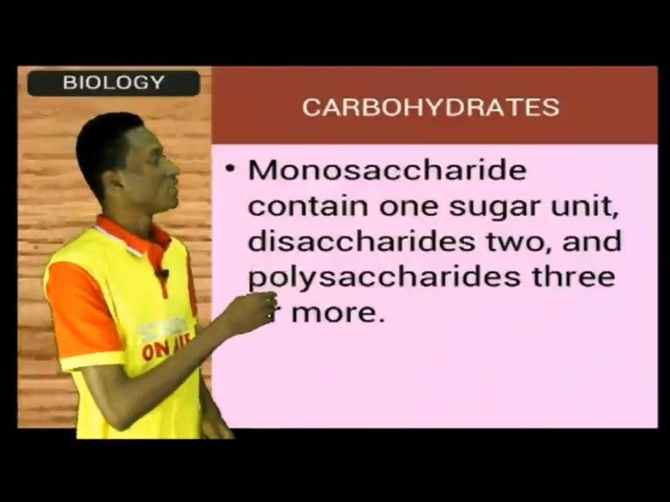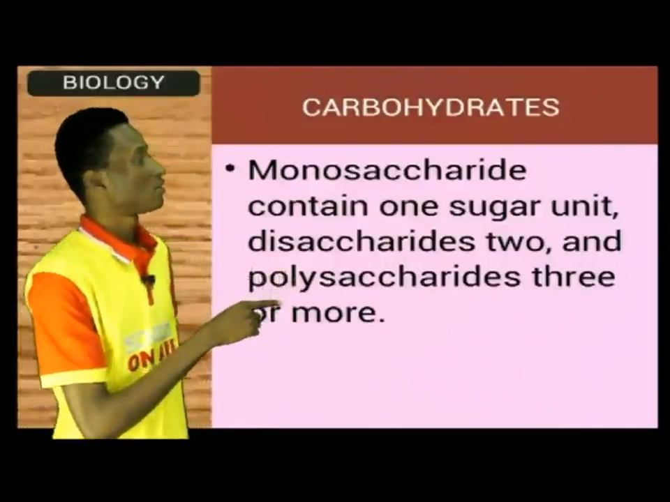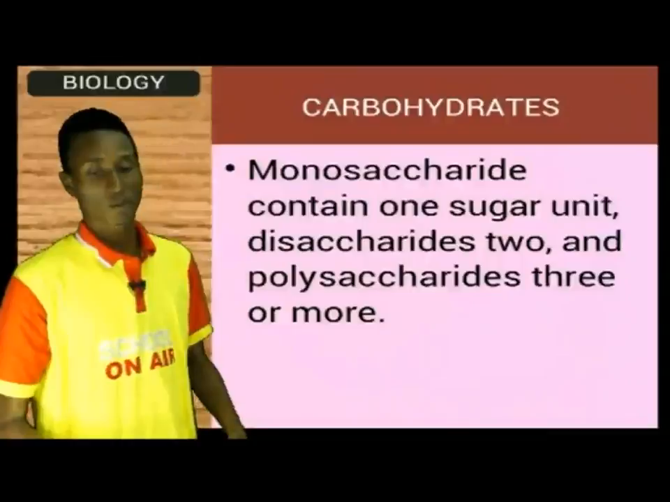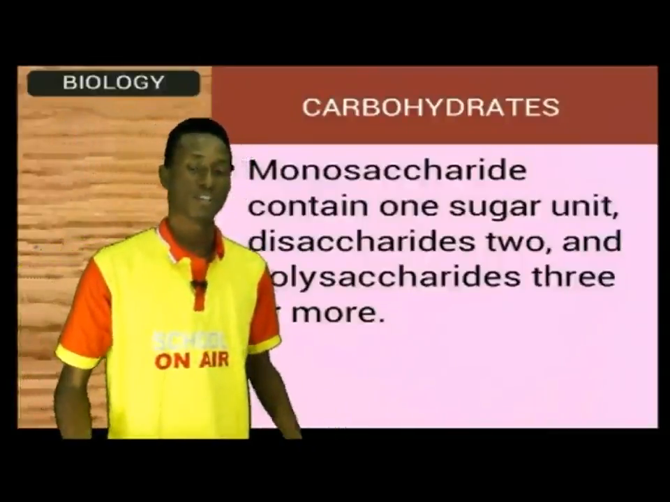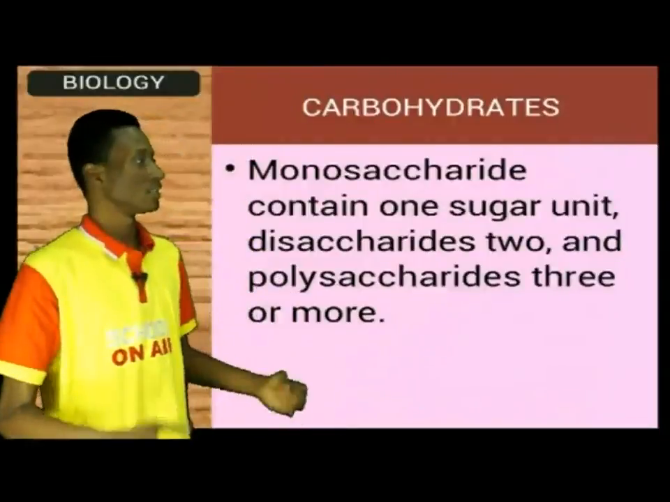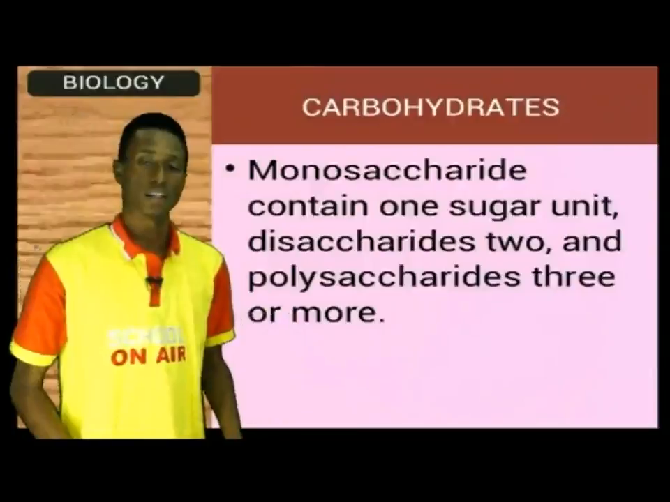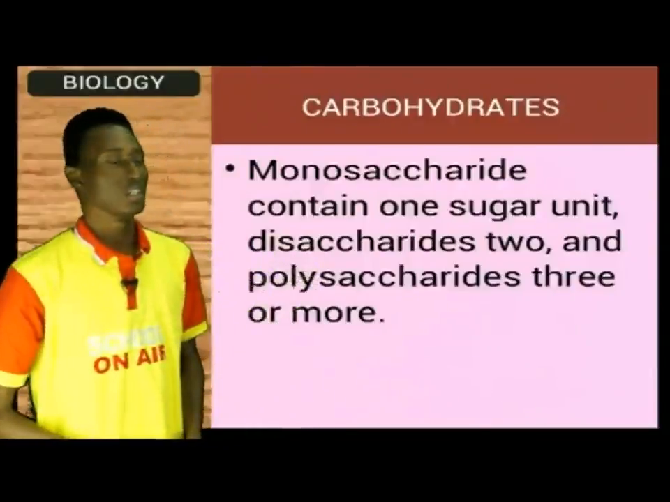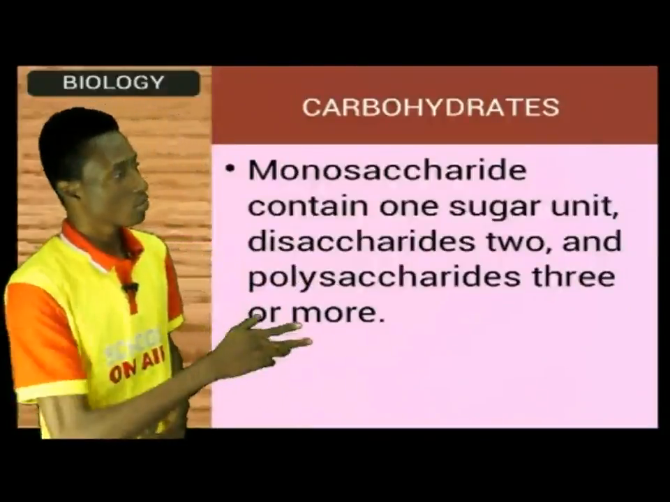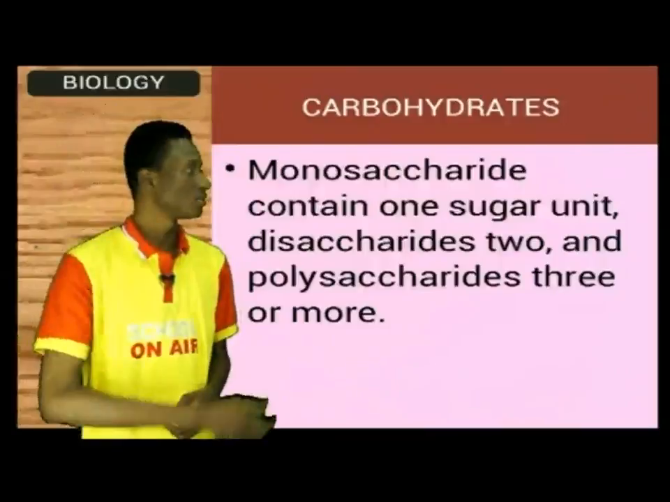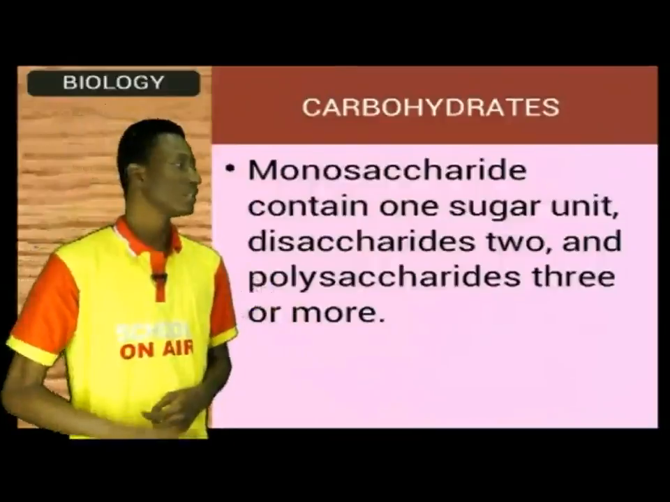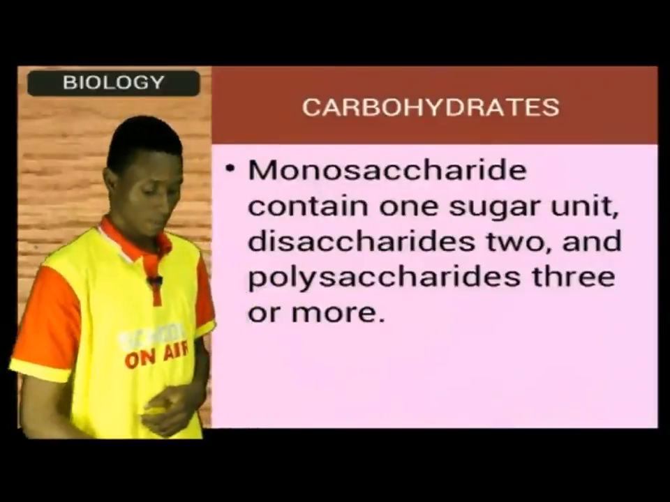Monosaccharide contains one sugar unit, while disaccharides two sugar units, and polysaccharides three or more. As I explained earlier, when you want to classify carbohydrates, you can say there are three types of carbohydrates. One is monosaccharide, the other is disaccharide, and the third one is polysaccharide. And if you want to distinguish between these three, you can distinguish based on their monomer units, which is their sugar units. Monosaccharide, which is 1, contains 1 sugar unit, while disaccharide, which is 2, contains 2 sugar units. Then polysaccharides can contain 3 or more sugar units.